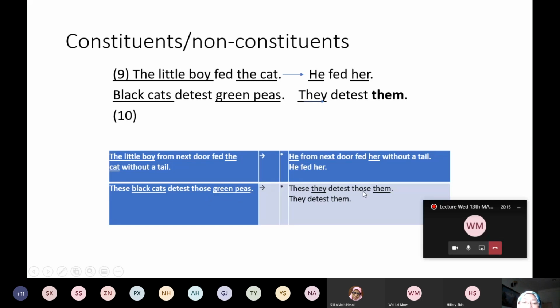However, in the ungrammatical sentence, we actually just took green peas and we left those. So then the sentence results in these, they detest those, them, because we only substituted the underlined part with the underlined pronoun, and then green peas with the underlined them. So it becomes ungrammatical. However, when we take the whole thing, that means these black cats, we replace with they, detest is the verb, and then those green peas, we replace with them, and it becomes grammatical. They detest them. Okay?